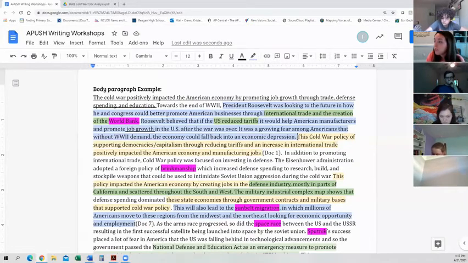Now, this Cold War policy of supporting democracies and capitalism through reducing tariffs and an increase in international trade positively impact the American economy and manufacturing jobs. That is how you earn the supports point. Use the words from your thesis, from your topic sentence, and specifically referencing this document as how it supports it. Does that make sense? Is that somewhat helpful? Yeah? Okay.